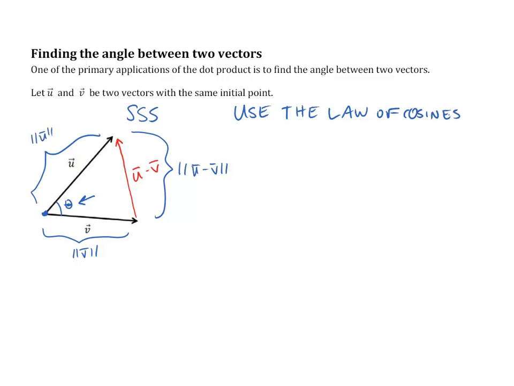Law of cosines would relate this angle plus these two sides to the opposite side. Namely, we would be able to say that the magnitude of u minus v squared is the magnitude of u squared plus the magnitude of v squared minus 2 times the magnitude of u, magnitude of v, cosine of theta.